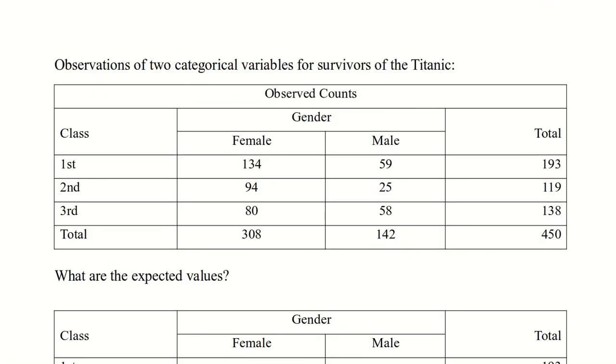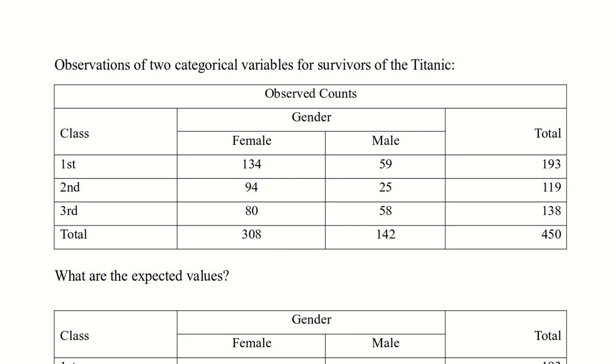Here are two categorical variables for the survivors of the Titanic. The first is gender and the second is class. So the two genders are male and female, the three classes are first, second, and third. And these are actually the observed counts. The number of women in first class who survived, for example, is 134. The number of third class passengers who were male who survived was 58.